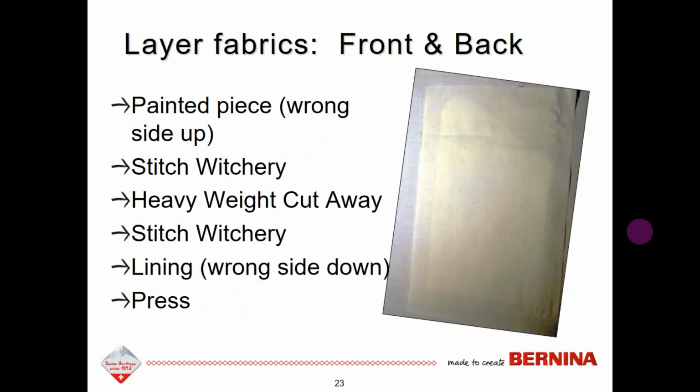So the way I layered this, I had the painted piece with the wrong side up, then a layer of Stitch Witchery, which again is a double-sided fusible without a paper backing. I laid down heavyweight cutaway, another layer of Stitch Witchery, and then the lining wrong side down. And I pressed all those pieces, and the fusible then adhered the fabric to the heavyweight cutaway that was in the middle.